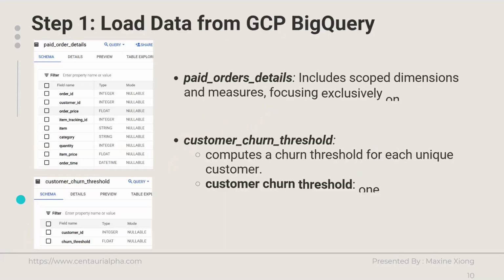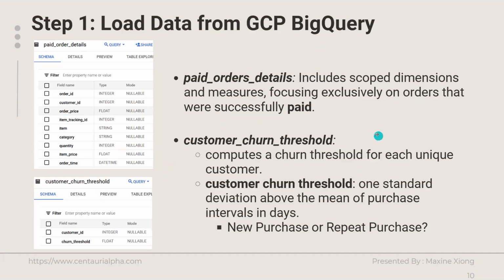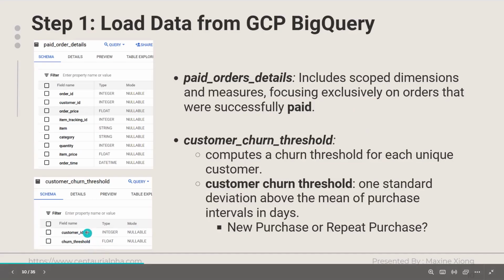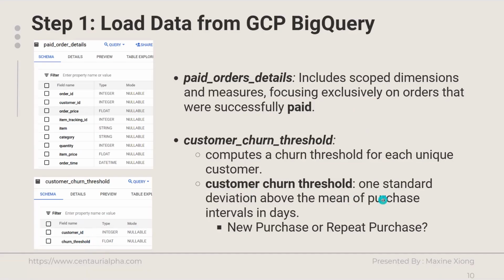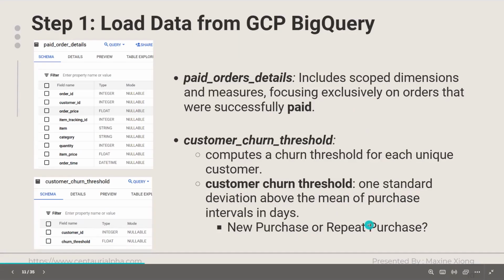At the first step, we imported 2 models that include everything we need. We have paid order details that contains the scoped dimensions and measures such as the order ID, customer ID, item, order price, item price, and it focuses exclusively on orders that were successfully paid. We also have customer churn threshold that maps churn threshold to each unique customer. The customer churn threshold, specifically speaking, is set at 1 standard deviation above each customer's average purchase intervals, which helps us identify if a purchase made by a particular customer is a new purchase or repeat purchase.